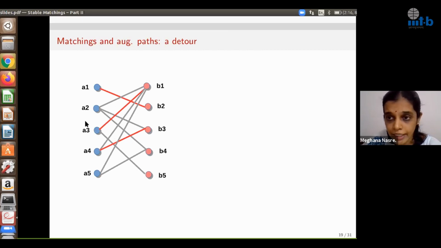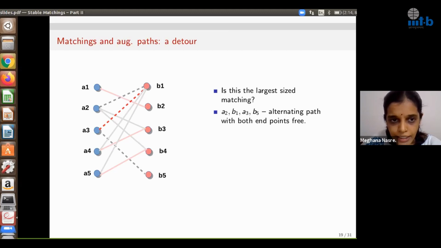This is an interesting path because we see that if we switch the matched versus unmatched edges along this path, then we get a larger sized matching. And this path has a special name, which is called an augmenting path. An augmenting path is an alternating path with both the endpoints free with respect to the matching. So both alternating and augmenting paths are always described with respect to the given matching. The given matching can as well be empty.